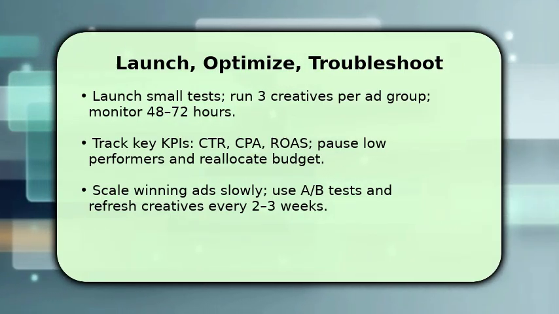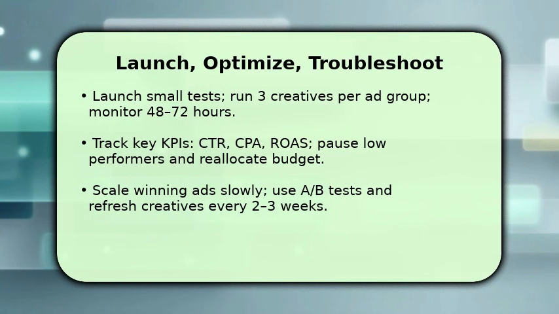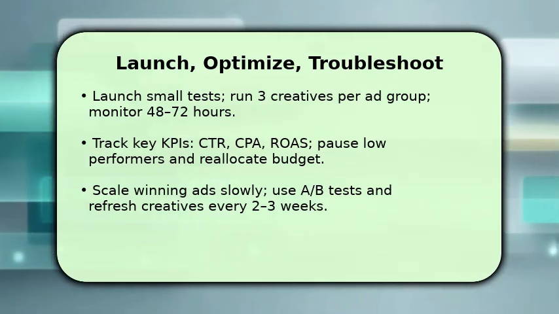Once data arrives, review CTR, CPA, and ROAS, pause poorly performing creatives and reallocate budget to winners, because rapid scaling without proof wastes spend. Scale winners gradually and keep A/B testing placements and captions.